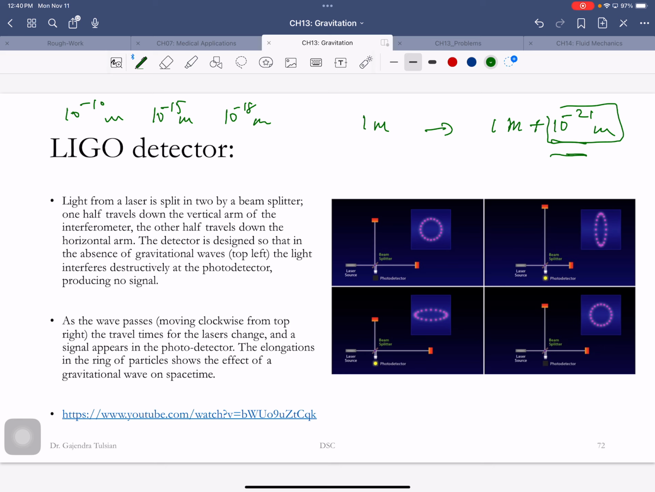All right. So again, how the heck do you detect this distance? Well, 1 meter stretches that much. What we'll do is take something that is 10 kilometers long, roughly. That's 10 to the 4 meters. 1 meter is stretching 10 to the minus 21 meters, so 10 to the 4 meters will stretch 10 to the 4 times that: 10 to the minus 17 meters.